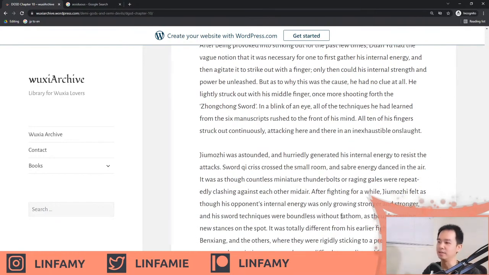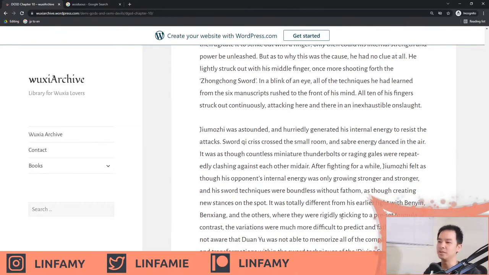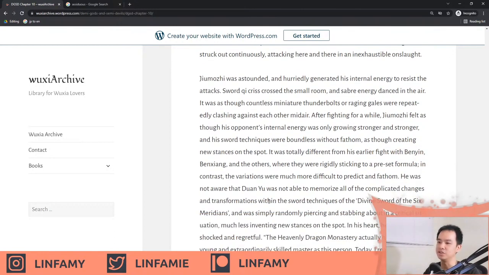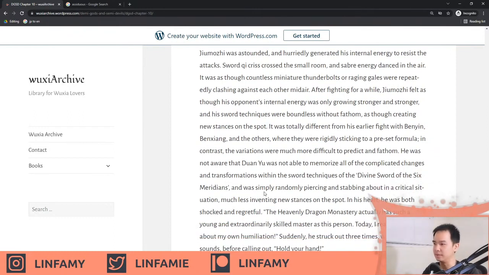Jiumotsu was astounded and hurriedly generated his internal energy to resist the attacks. Sword chi crisscrossed the small room, and saber energy danced in the air. It was as though countless miniature thunderbolts or raging gales were repeatedly clashing against each other in midair. After fighting for a while, Jiumotsu felt as though his opponent's internal energy was only growing stronger and stronger, and his sword techniques were boundless, without fathom, as though creating new stances on the spot. It was totally different from his earlier fight with Wen Yin and Wen Xian and the others, where they were rigidly sticking to a preset formula. In contrast, the variations were much more difficult to predict and fathom.